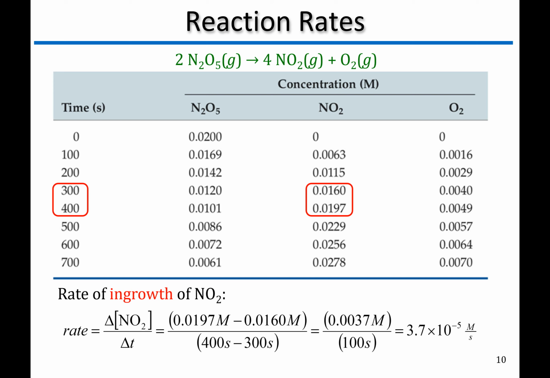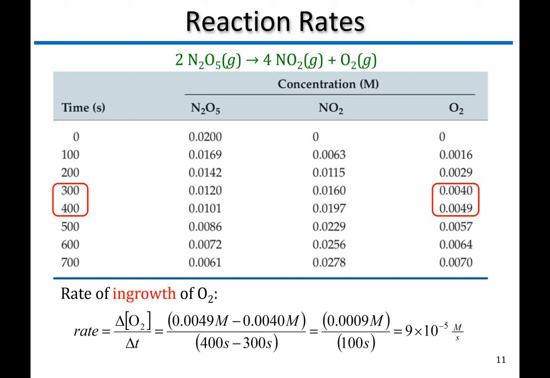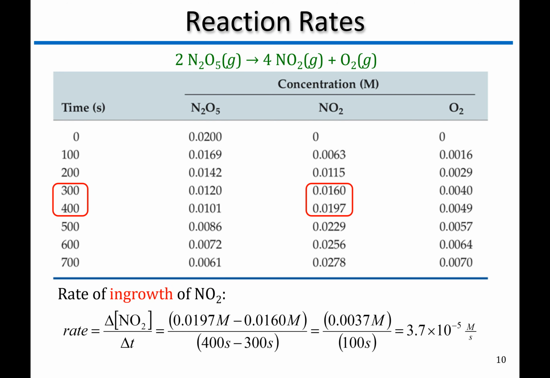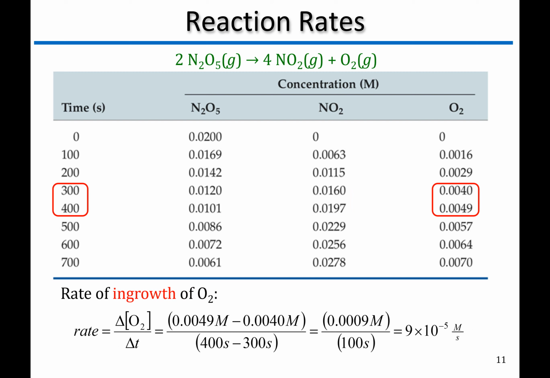And again, it's positive. So the rate of ingrowth of NO2 is equal to 3.7 times 10 to the minus 5 molarity per second. That's how we would read this. And I can do the same thing for O2. Same setup, and again, I end up with a positive 9 times 10 to the minus fifth molarity per second. So same process for all three of these.